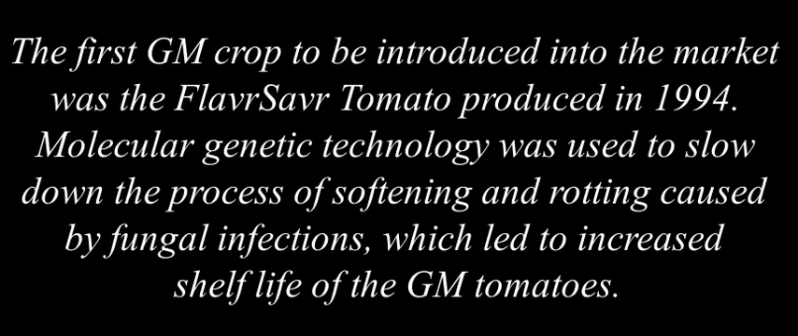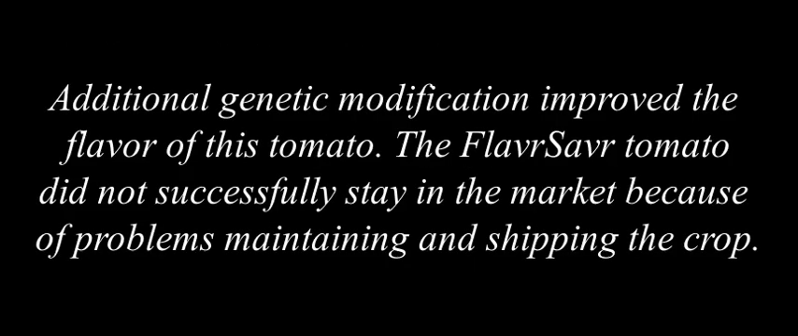FlavrSavr Tomato. The first GM crop to be introduced into the market was the FlavrSavr Tomato produced in 1994. Molecular genetic technology was used to slow down the process of softening and rotting caused by fungal infections, which led to increased shelf life of the genetically modified tomatoes. Additional genetic modification improved the flavor of this tomato. The FlavrSavr Tomato did not successfully stay in the market because of problems maintaining and shipping the crop.